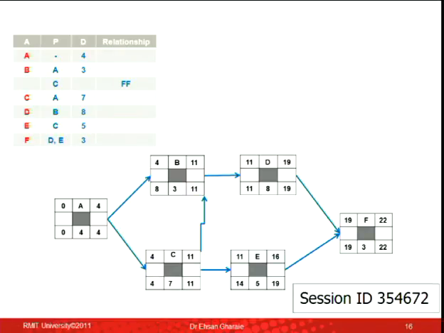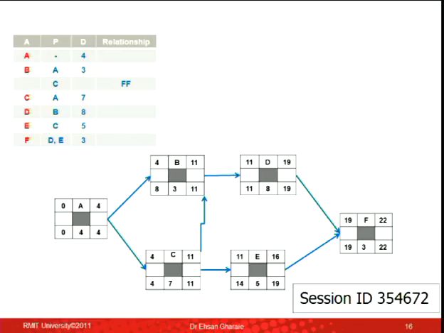11 goes there. There's only one arrow going backward. For the finish of activity C, there are two arrows going backward into the finish of activity C. There is 14 going there, and there's 11 from activity B. Between 11 and 14, I choose 11.